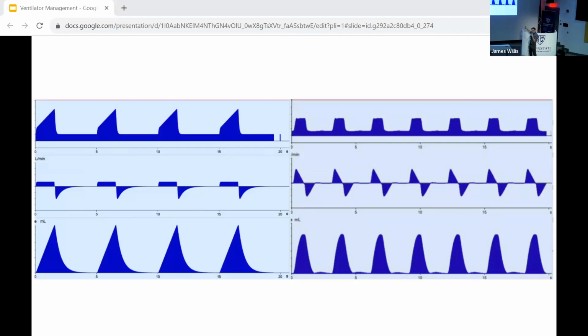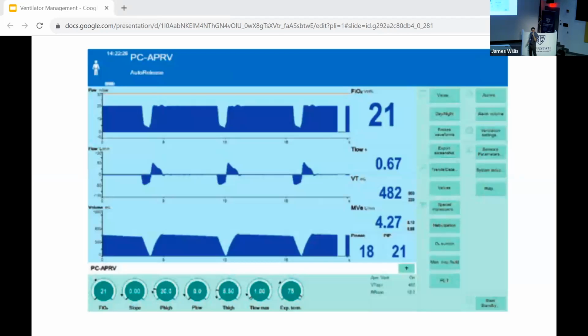What's the mode on the right? Pressure, right? Square waveform, decelerating flow. Pressure, flow, volume. Volume assist control, pressure assist control. What mode is this? APRV, right? But it also has a kind of look to it. All right. Thank you very much. Any questions?